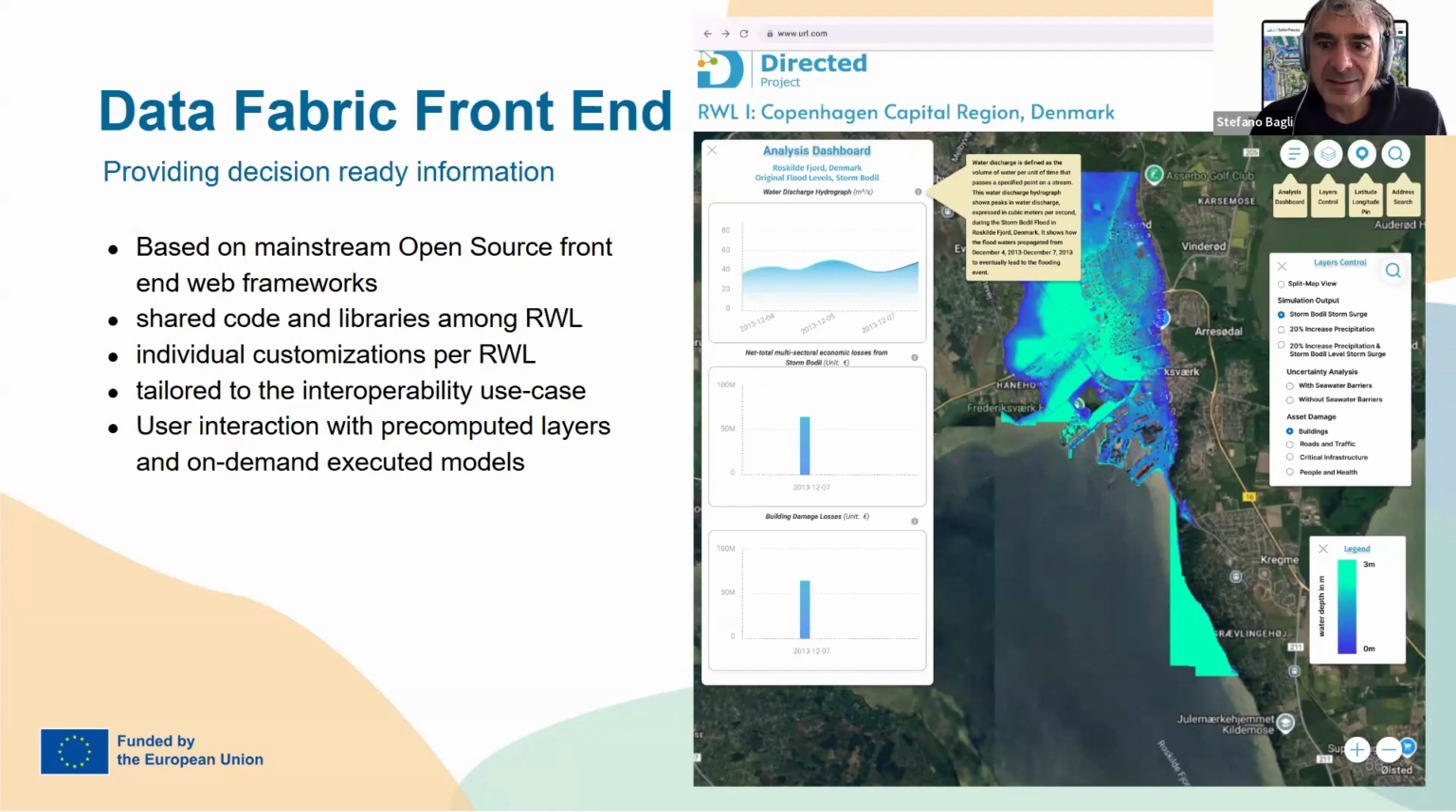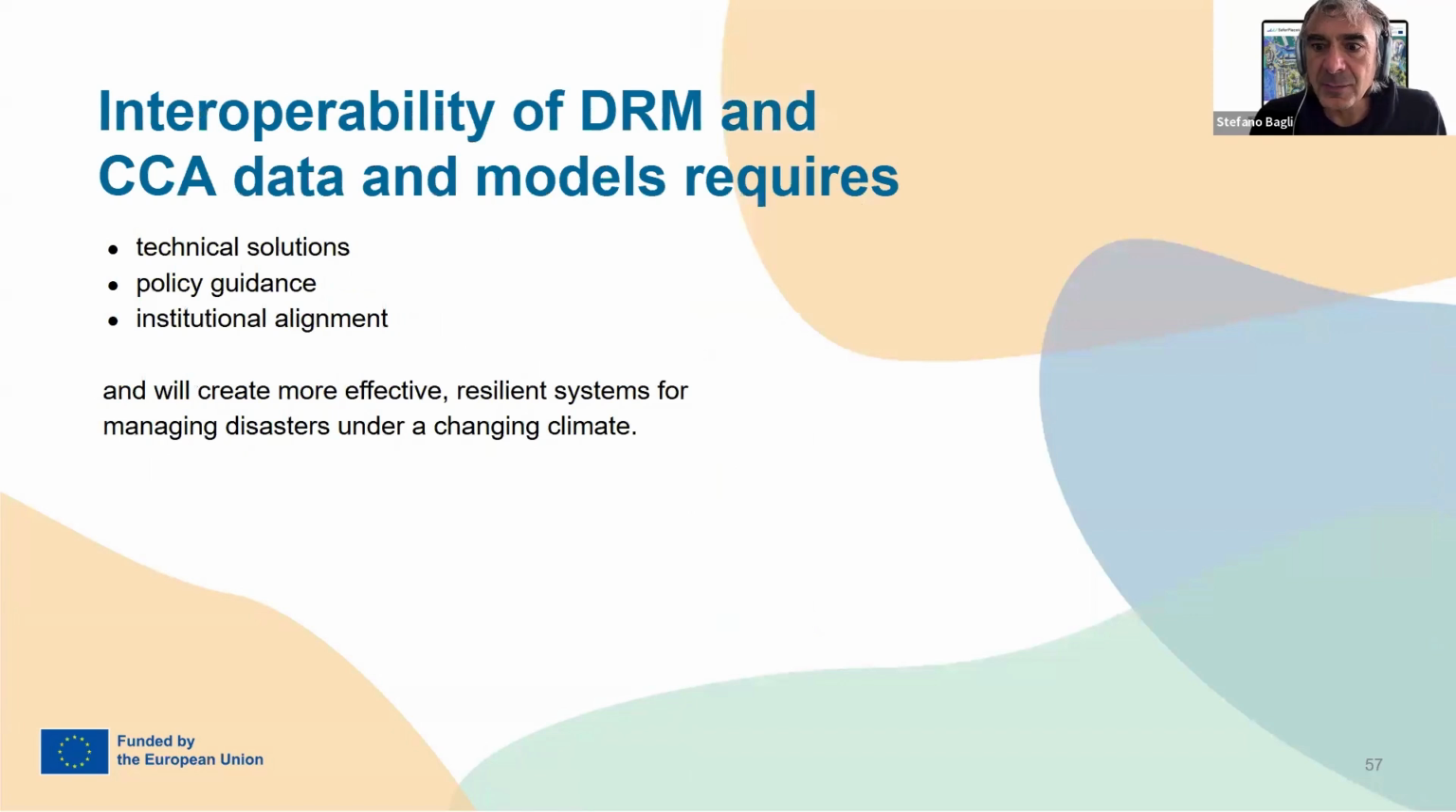Conclusion, next slide. To sum up, achieving interoperability in disaster risk management and climate change adaptation requires a technical solution: API development, data formats, and modular software. It also requires policy guidance, clear frameworks for data sharing and collaboration, and finally institutional alignment, ensuring that all the organizations and all the stakeholders work together towards a common goal.